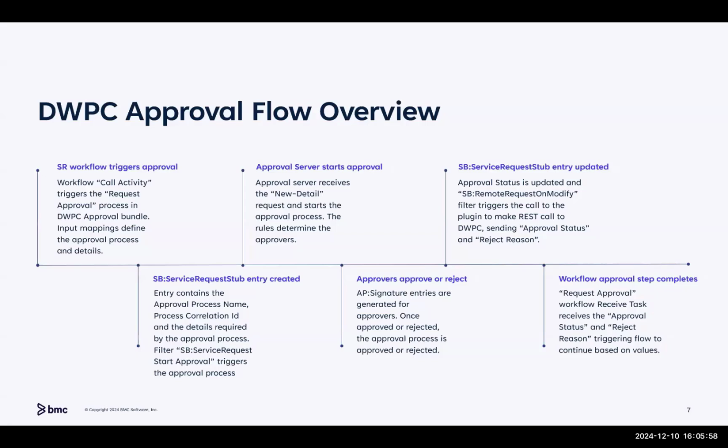And the approver, once he approves or rejects it, will update the service request form, and it will update the DWP catalog either for complete or reject. So this is the flow: triggering the call activity, updating the SP service request, which will create an entry for waiting for approval, and in parallel, the approval server will generate a signature for the user. And the user will approve or reject it, then the service request will be updated, and the service itself in DWP will be updated either to reject or approve.